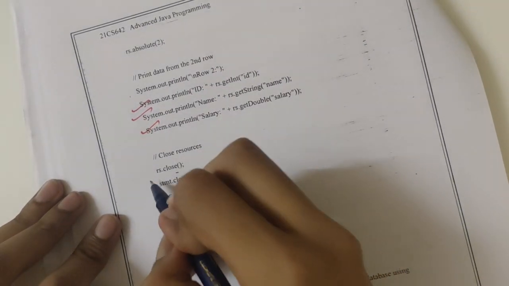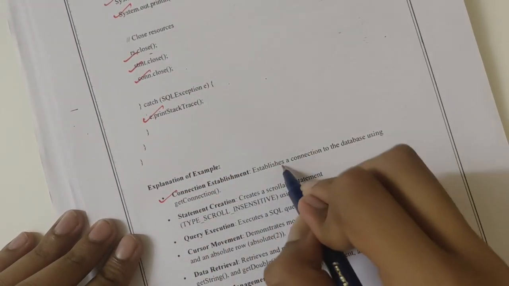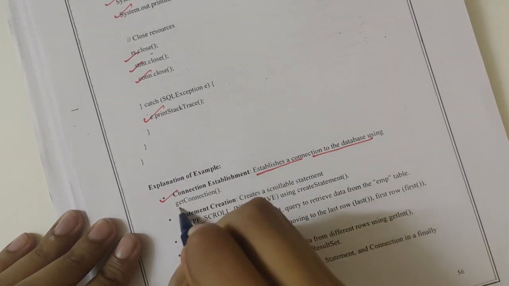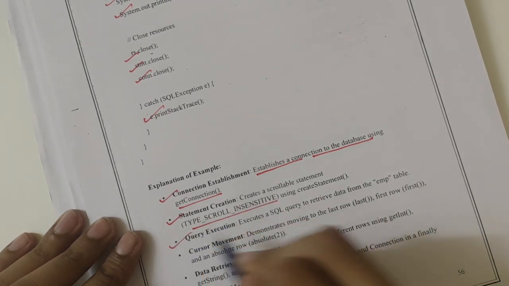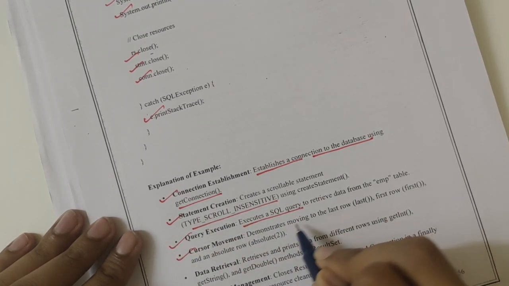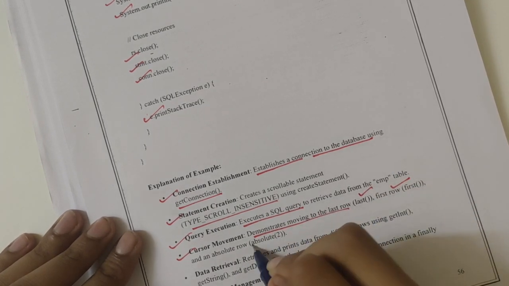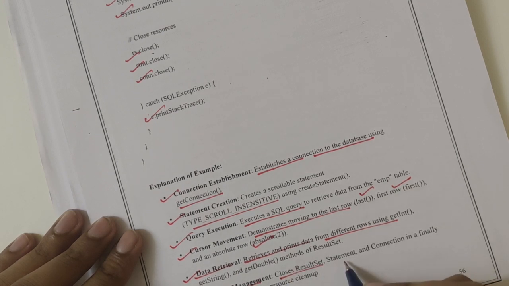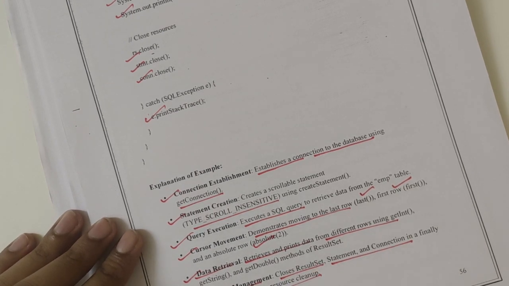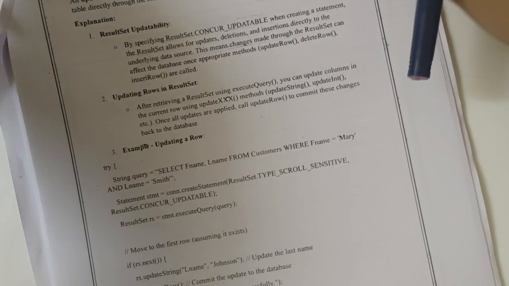Then you close all the connections, then print the end. What is the explanation of this code? First is connection establishment. We establish a connection to the database using the get connection method. Next is statement creation, which is all scroll insensitive. Query execution: execute a SQL query. Cursor movement: it demonstrates moving the cursor to different rows. We have used the last row, first row as well as the second row. Retrieval: retrieves and prints the data from different rows. Next is resource management, which closes the result set, statement and the connection to ensure that resources are properly released and cleaned up.